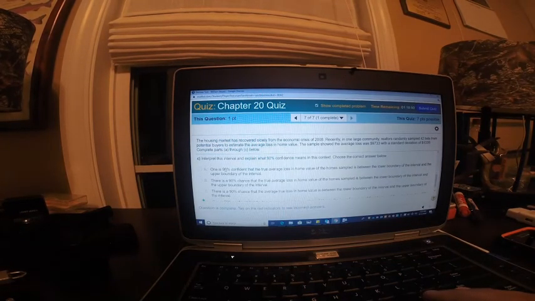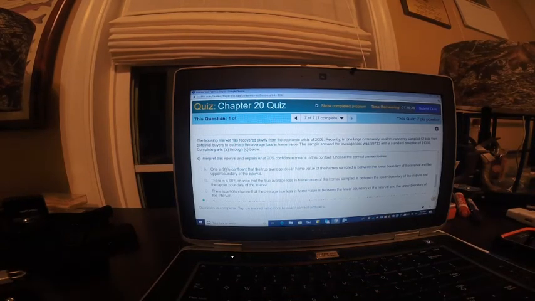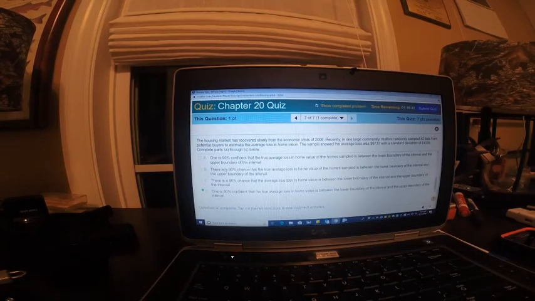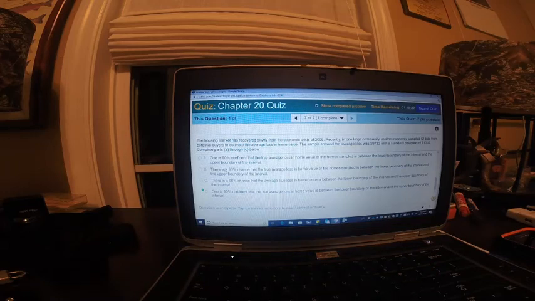C says, interpret this interval and explain what the 90% confidence means in this context. Choose the correct answer below. The correct one to choose is one is 90% confident that the true average loss in home value is between the lower boundary of the interval and the upper boundary of the interval, which is stated above. So that completes chapter 20. On to the next quiz.